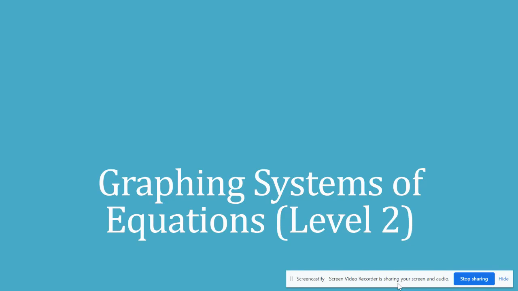Hi everyone. So now that we know how to graph systems of equations where both equations are in slope-intercept form, we're going to be taking a look at systems of equations where one equation is in slope-intercept form and one is in standard form. Standard form is when we have that ax plus by equals c. So let's take a look.